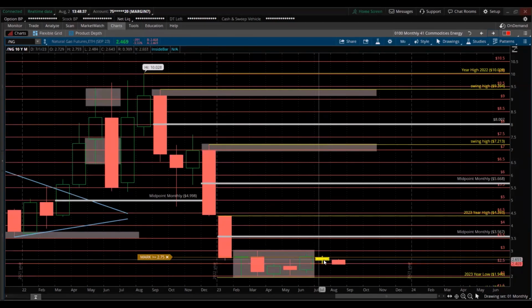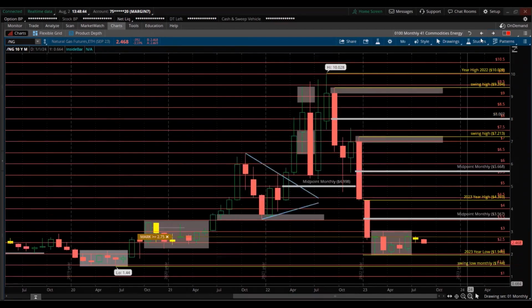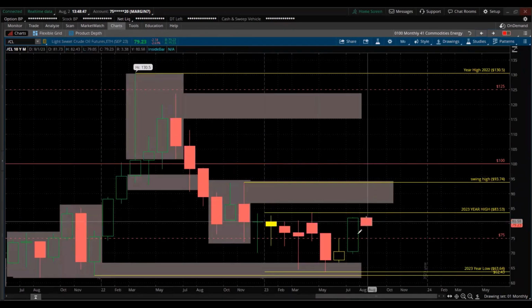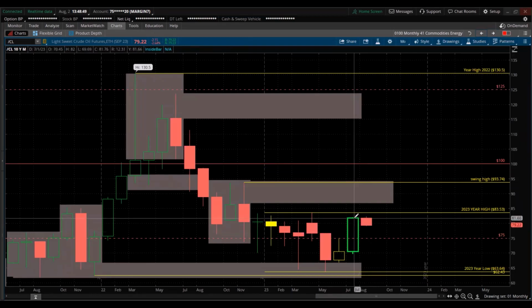So July closed like that. And then for this new month of August, we're already trading below it, trending down. Natural gas is going down, whereas crude oil broke above the month of July.